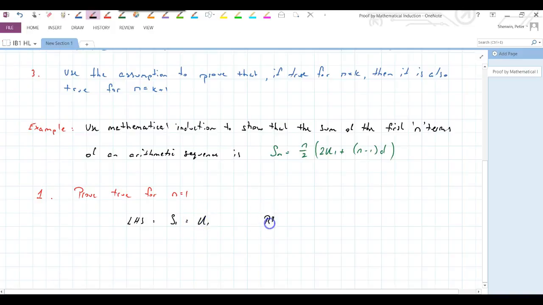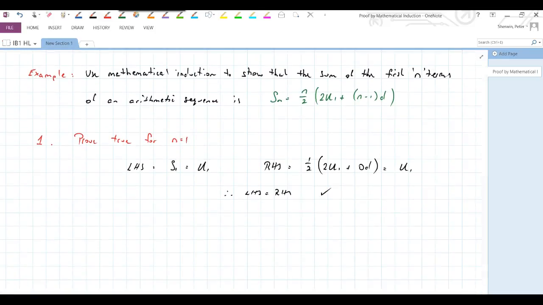Now the right-hand side, we're going to show that's also U1. The right-hand side when n equals 1 is 1 over 2 times (2U1 plus, when n equals 1, 0d). So that's 0, so it's a half by 2U1, which equals U1. Therefore, left-hand side equals right-hand side, and so we've proved it's true for n equals 1. It's usually a very, very trivial part of the process.